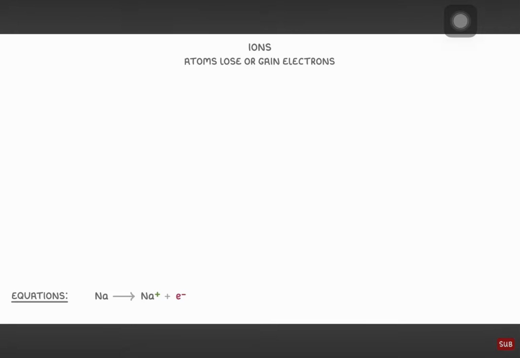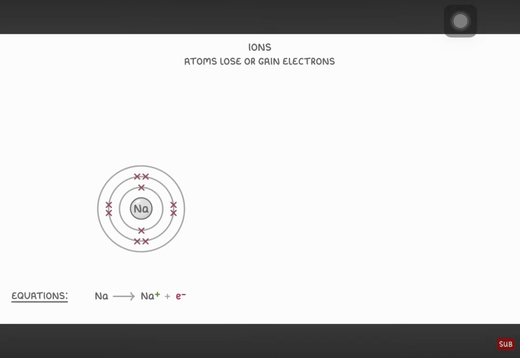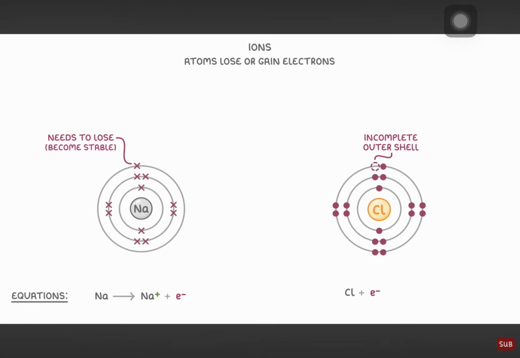We know this because if we look at a diagram of a sodium atom, it has 1 electron in its outermost shell that it needs to lose in order to become stable. Because remember, stability is all about having a full outer shell. Meanwhile, for chlorine, we'd write that chlorine plus an electron, which we can see it needs to complete its outer shell, goes to form a 1- chloride ion.